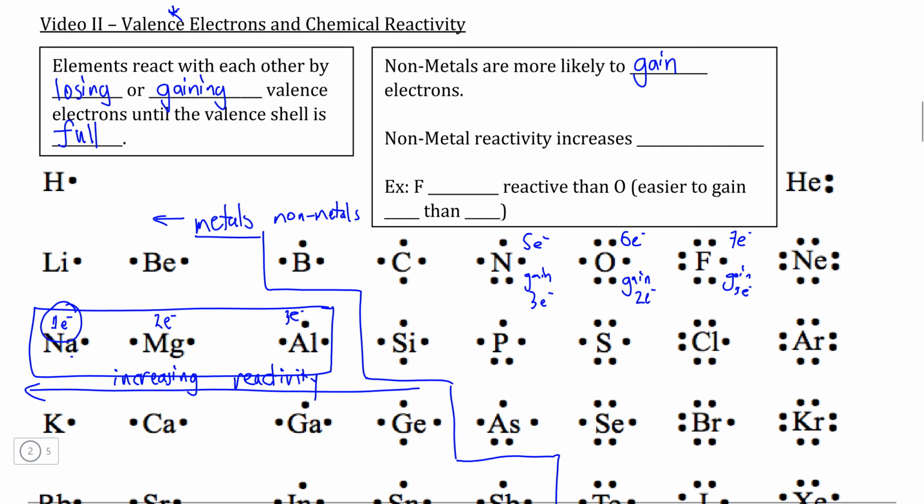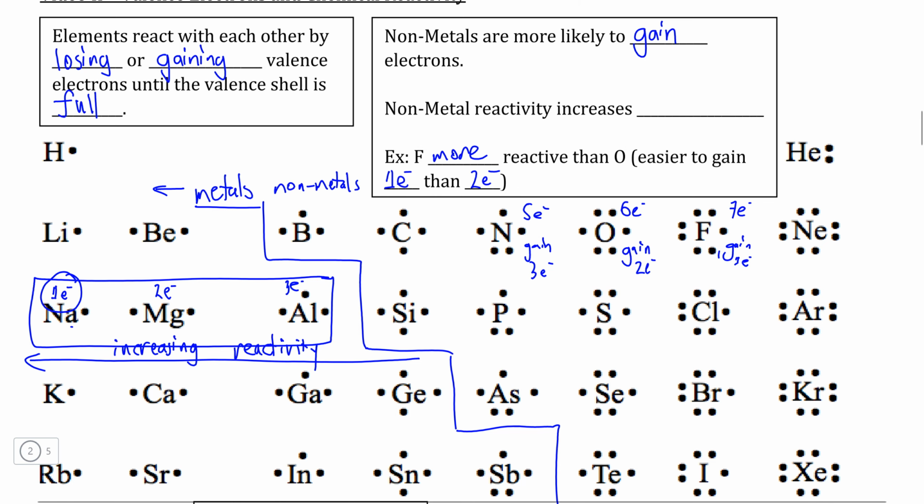Now, if we look at this simple pattern here, it's simply finding which element needs to gain the fewest number of electrons. We can see that fluorine, again, if we stick to the same period here, comparing nitrogen, oxygen, and fluorine directly, we can predict that fluorine is the most reactive out of all of them because it is easier for fluorine to gain 1 electron than it is for oxygen to gain 2 or for nitrogen to gain 3. And this is exactly what we see.